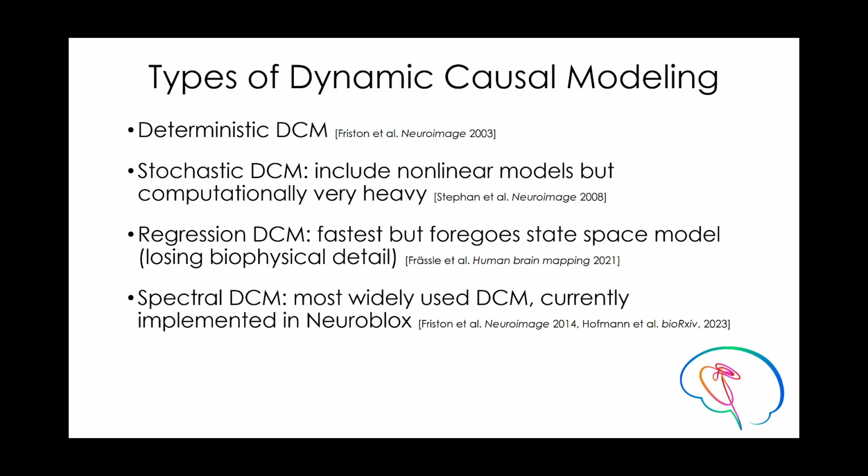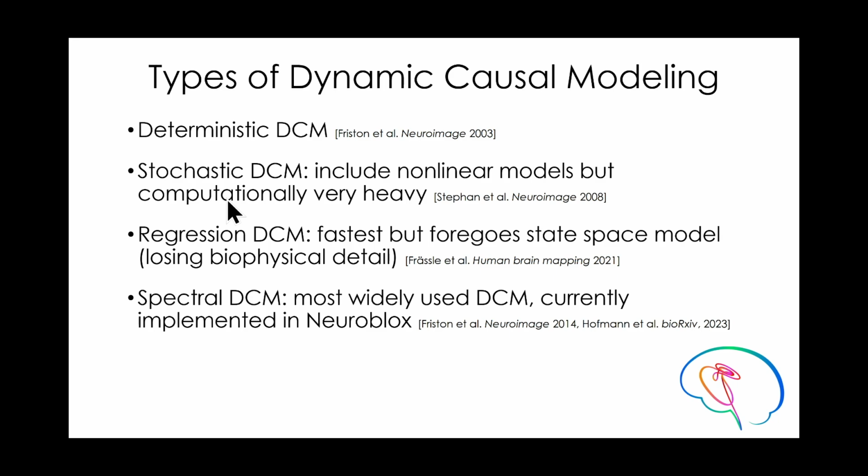Now, there are different types of DCM analysis. The earliest one we had was the deterministic DCM, which included simple state space models like the one that I showed you. Then stochastic DCM, which can include nonlinearities and also stochastic terms. But exactly because of the introduction of the stochasticity, that became computationally much heavier.